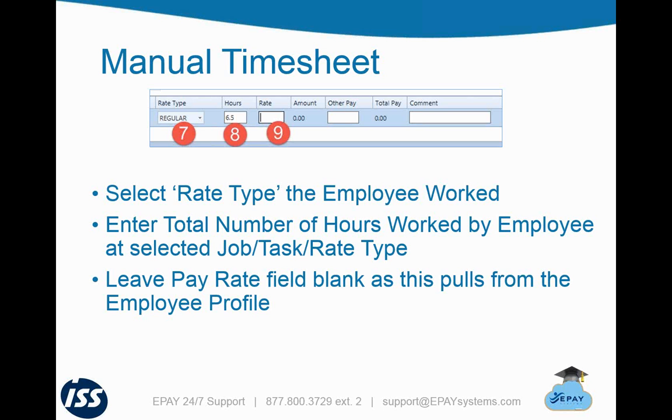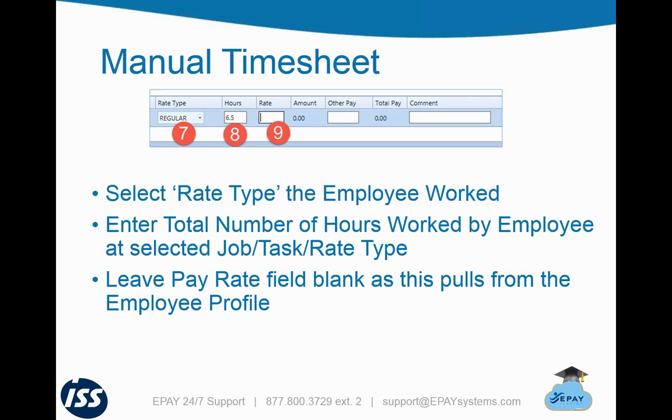Step 9 is the rate. Now, the rate field should be blank as it pulls from the employee profile. Now, many of you may not have access to seeing the rates just because you're an editor or submitter. Approvers can see the rates. As a submitter, as an editor, you may not have the visibility to that rate. However, keep in mind that the system always pulls from the employee profile, whatever that is for that employee.